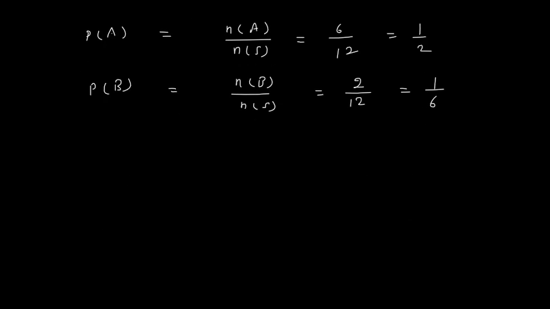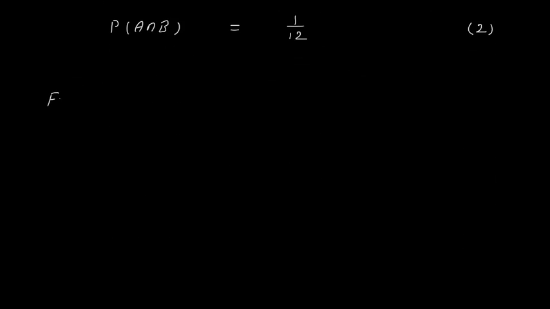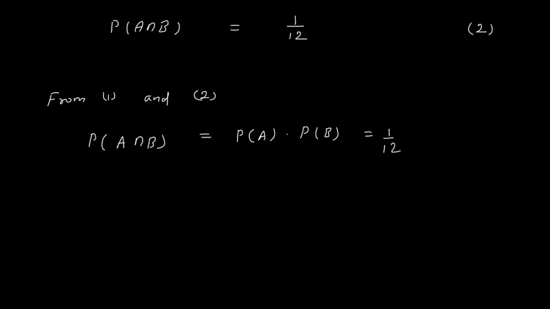So therefore the probability of A into the probability of B is equal to 1 divided by 2 into 1 divided by 6, which is 1 divided by 12. I will say this is equation 1. And the probability of A intersection B is 1 by 12. We already know this, so this is equation number 2. So from 1 and 2, you have the probability of A intersection B is equal to the probability of A into the probability of B, so both are equal to 1 upon 12. Therefore A and B are independent.